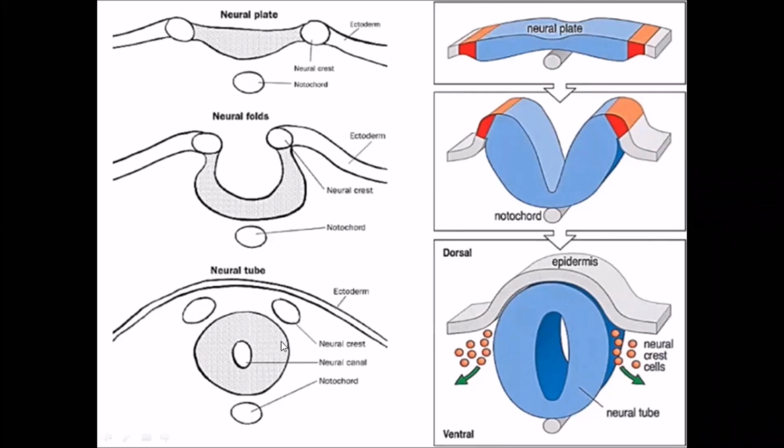This results in the formation of the neural tube. This is the neural tube, this is the neural canal, this is the notochord, and these are the neural crest cells. Here you can clearly see the formation of the neural tube, the neural crest cells and the notochord. Thus the neural tube is formed.